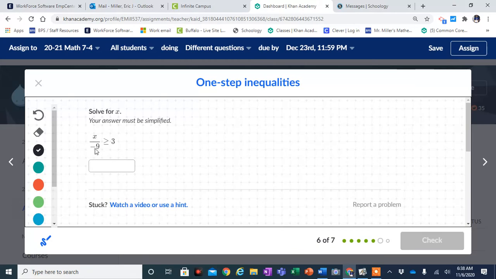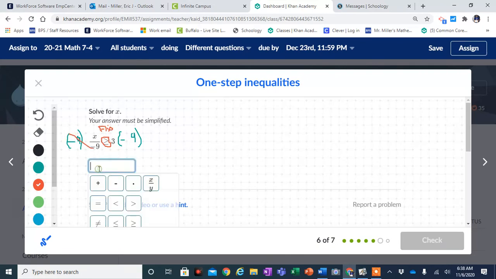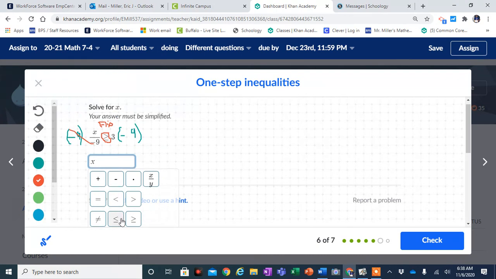All right, to get rid of dividing by negative 9, we would have to multiply by negative 9 on both sides. So again, since you multiplied by a negative number, this sign is going to have to flip. So these 9's would cancel, giving you x. The sign's going to flip, and then 3 times negative 9 is negative 27.